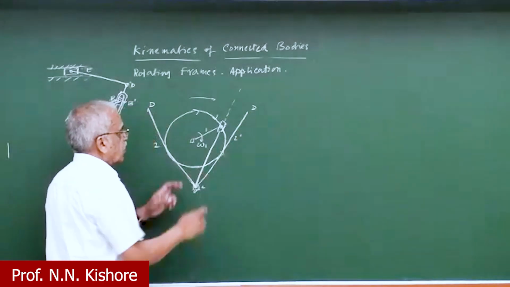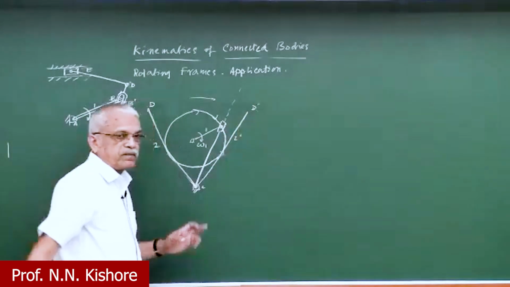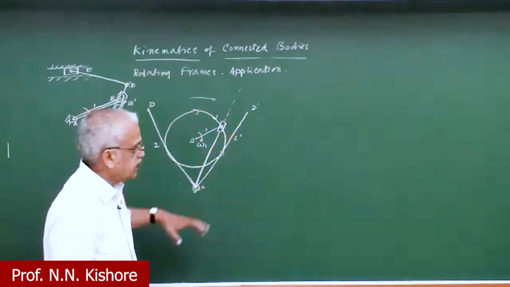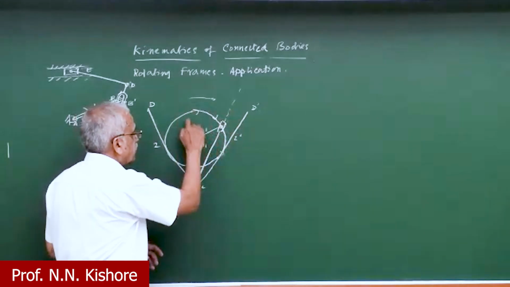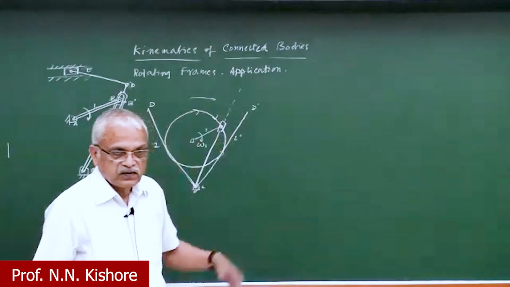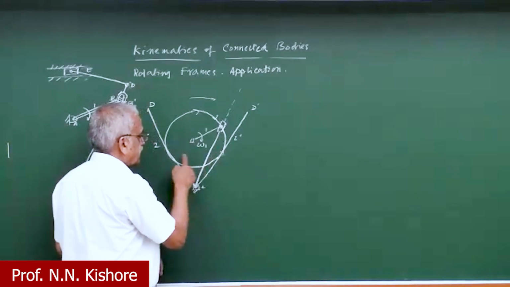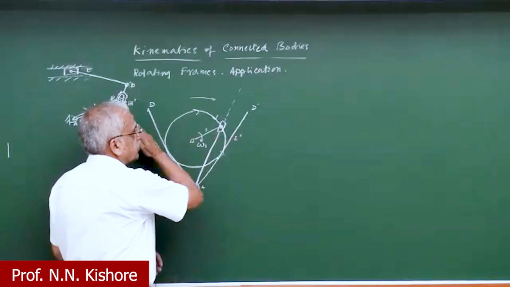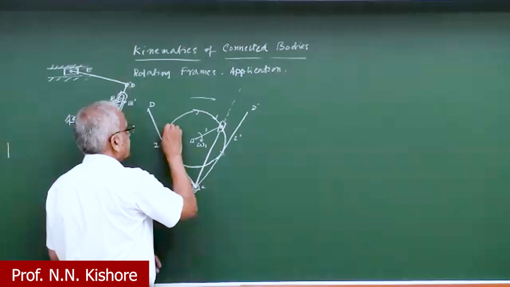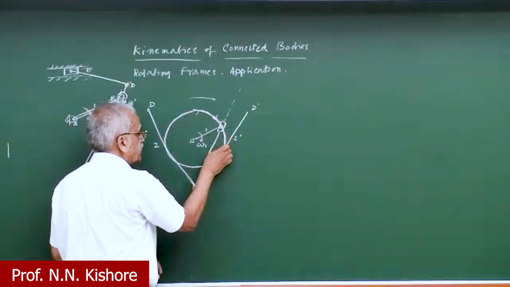So it is going to go from D to D prime all the way. The thing here is that this crank 1 has a uniform angular velocity, a uniform speed, but this link 2 is going to go like this, slowly. So how much? It is going from here to here.